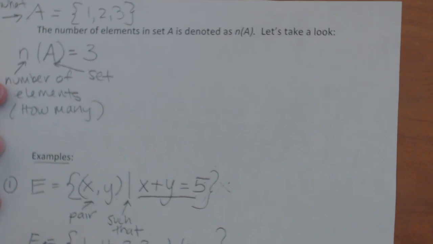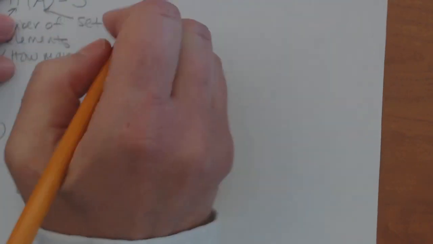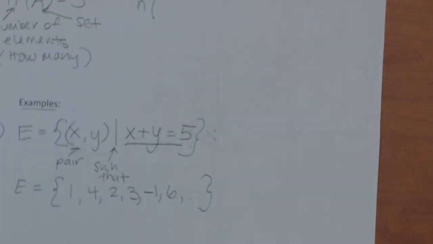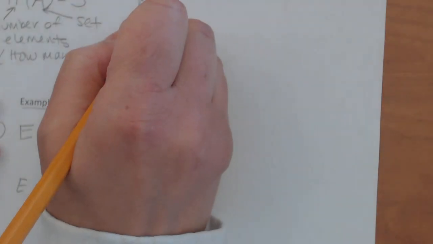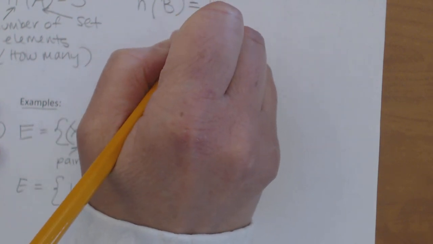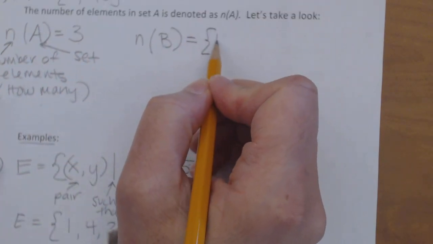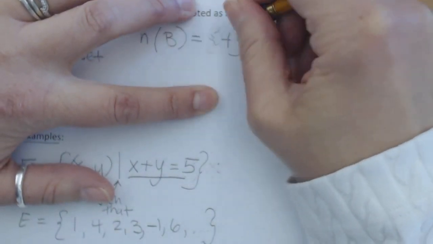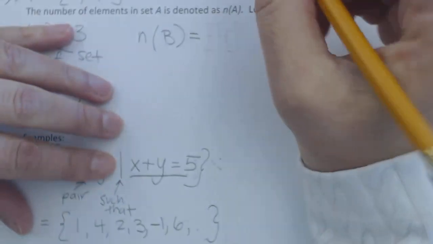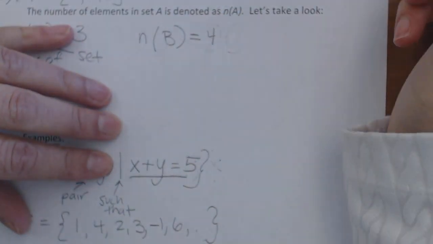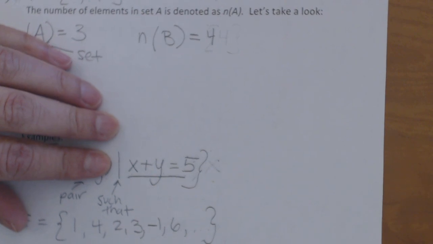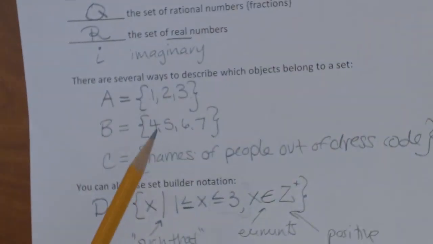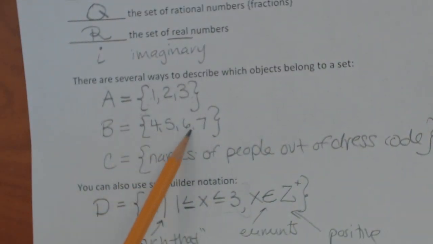Let's look at another one. Let's look at the number of elements in set B. So if you look back on the other page, you're going to see that there's 4 elements in set B. So I'm sorry, no brackets necessary. I'm just bracketing all day here. So let's write 4. Perfect. So the number of elements in set B is 4. And if you counted, the elements are 4, 5, 6, 7, and there's 4 of them.